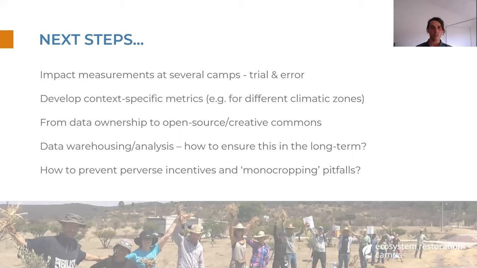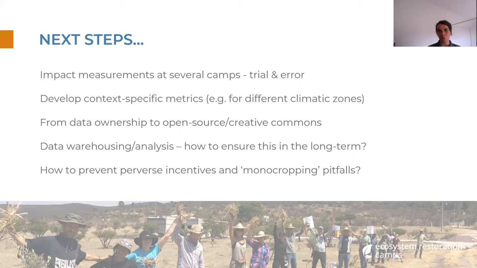So what now? We have impact measurements planned for around 10 camps. It's a small sample, but it's really valuable at this stage. It's also going to be a phase of trial and error, where we will figure out what indicators work best where, and whether they're actually feasible to implement at the camps. We will also need some more context-specific metrics that are more suitable to specific biomes and the tropics.